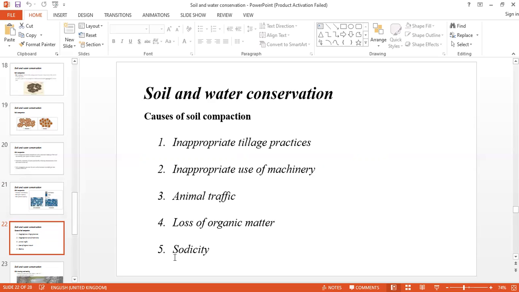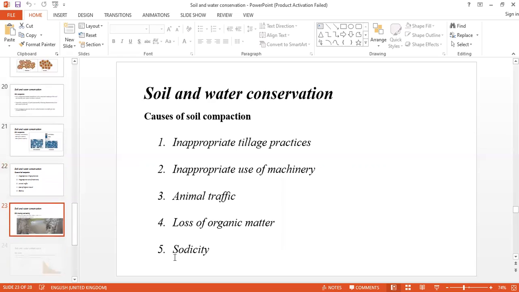Then sodicity. If you have a lot of sodium in your soil, the soil begins to disperse, and then it starts to compact. So this is a chemical cause of physical degradation. The higher the sodium concentration, the more the soil loses its structure, like the soils we saw in Lucitu there, because of the sodium.